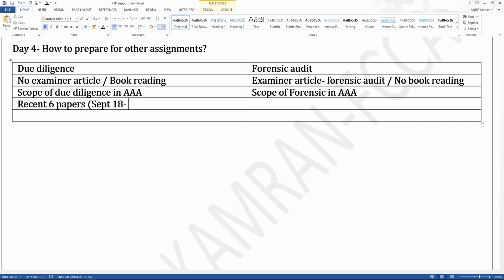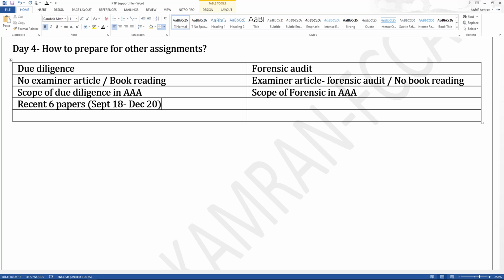Starting from September 18 up to December 20. Now, if you look at the recent 6 papers from September 18 to December 20, there is no published due diligence question. You explore all the 6 papers, you will not find a single published question on due diligence. Even though due diligence has come from September 18 to December 20, ACCA makes a hybrid paper of March and June together, and of September and December together, when they're uploading. So even though due diligence has been tested, the paper was not published.